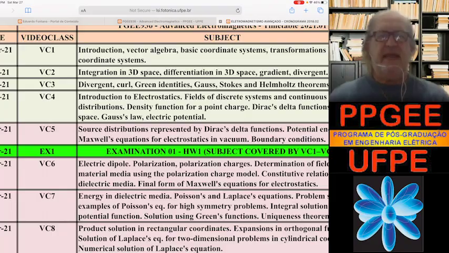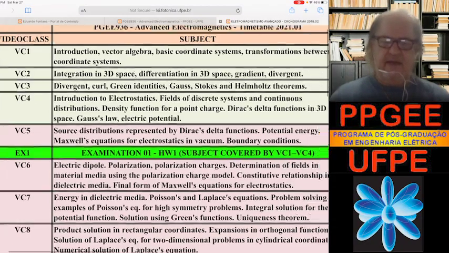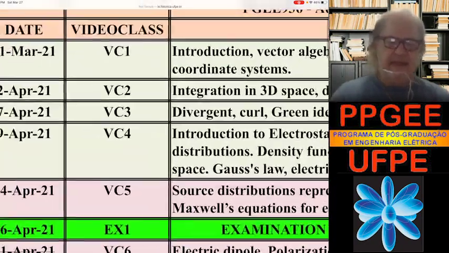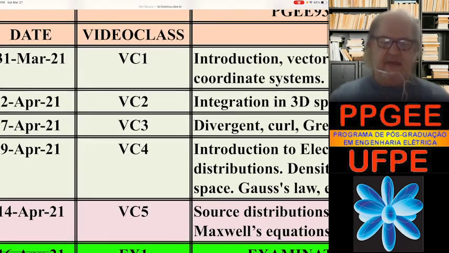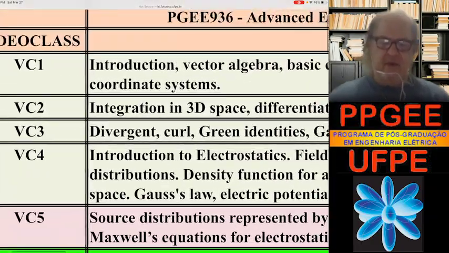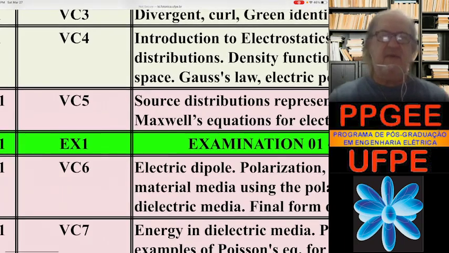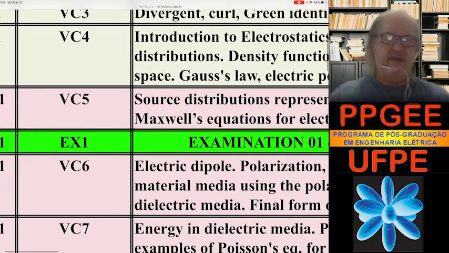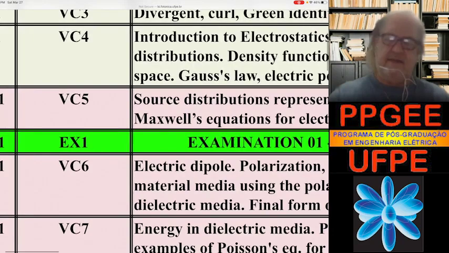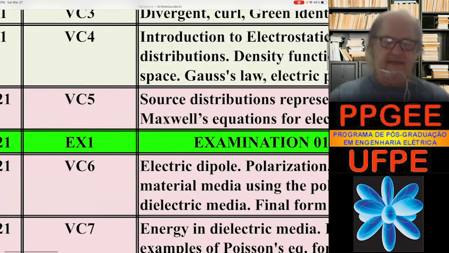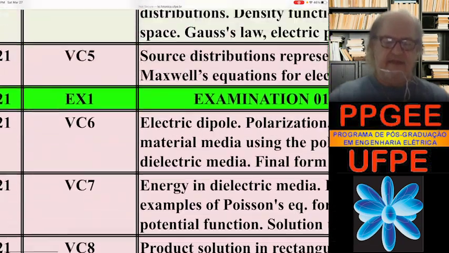So in the timeline of the course, we have all the classes you can see here, VC 1, 2, 3, and 4, which are video classes 1, 2, 3, and 4. They have the same color here. Video class 5 is a different color because it's a new evaluation part. So 5, 6, 7, and 8, you can see here, they have the same color.